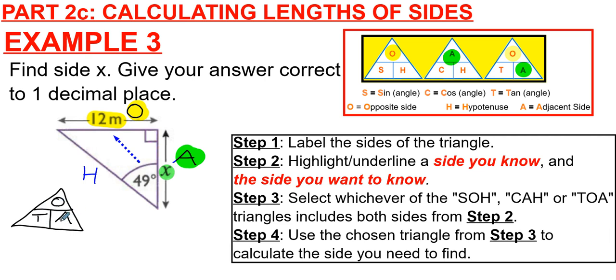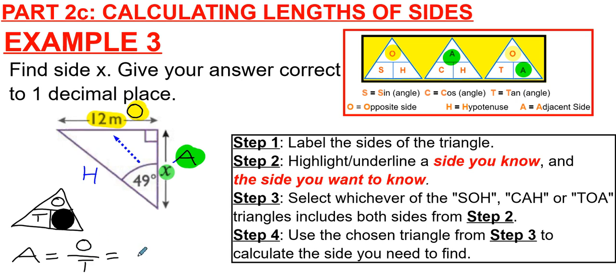So what do we want to find out? We want to work out the A in this example. So put down A equals and cover up the A in this formula triangle. Now what you'll see is we've got something on top, something on the bottom. So think of it as a fraction. O on top, T underneath.